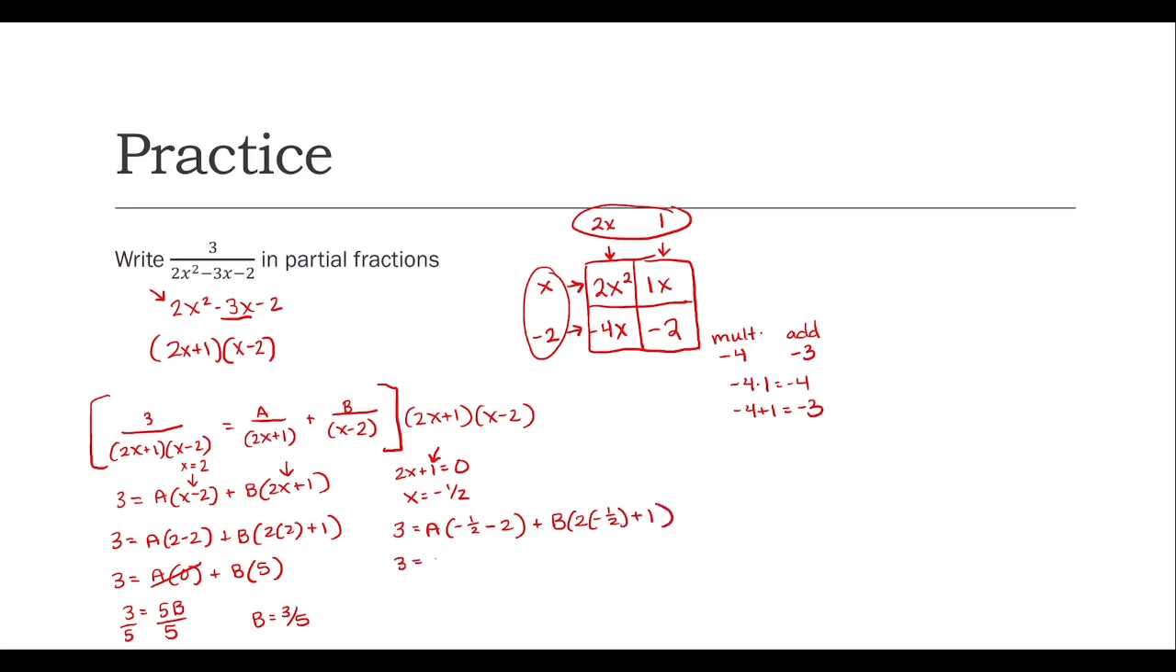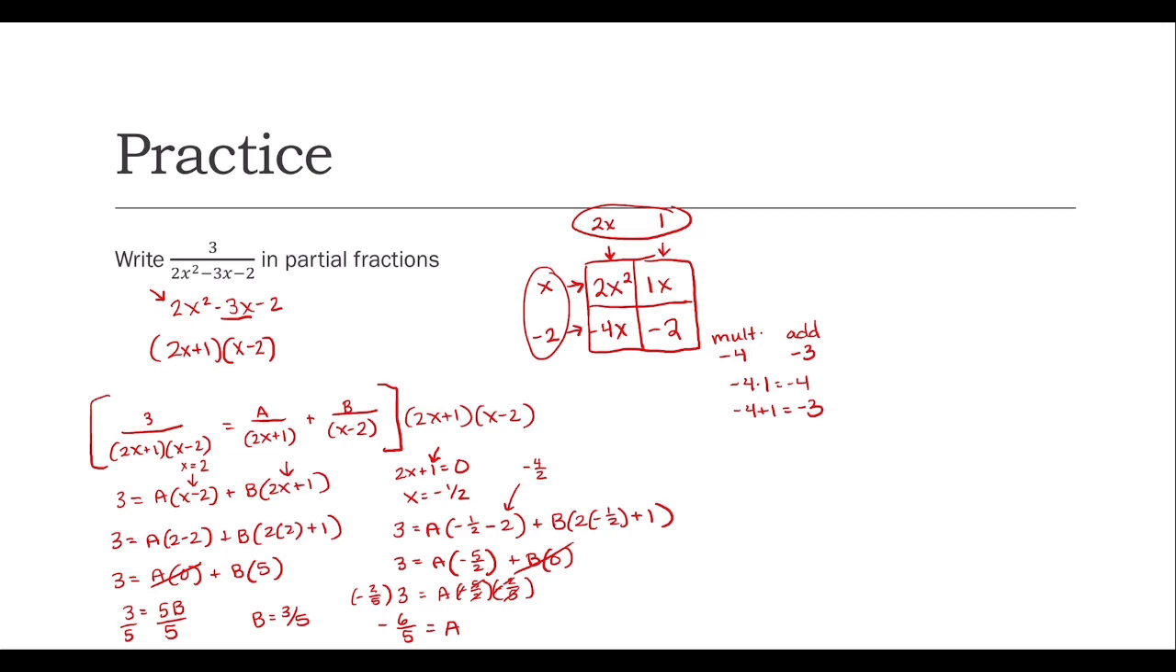So we have 3 equals a times negative 1/2 minus 2. If we create a common denominator, this will be negative 4 over 2. So we get negative 5 over 2 plus b times 2 times negative 1/2 is negative 1 plus 1 is 0. So b times 0, that'll be 0, so it'll go away. So we have 3 equals a times negative 5/2. So we'll multiply both sides by negative 2 over 5, because then this will turn into just a on this side. So we get negative 6 over 5 equals a.